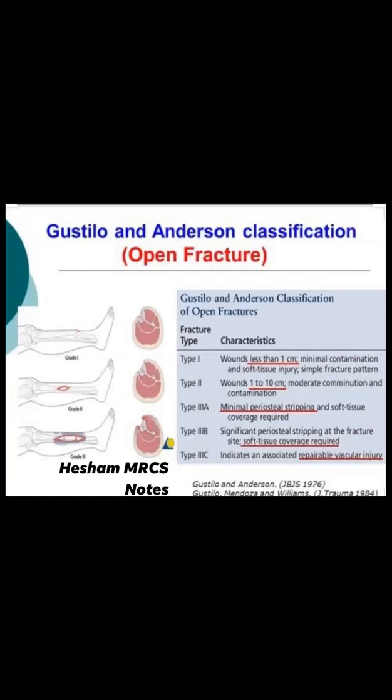So type 1, less than 1 centimeter. Type 2, from 1 centimeter to 10. Type 3A with minimal periosteal stripping and the probability of soft tissue coverage. Type 3B, significant periosteal stripping and imminent need for soft tissue coverage. Type 3C, vascular injury. This is an important question also asked, Gustilo-Anderson classification of compound or open fracture.